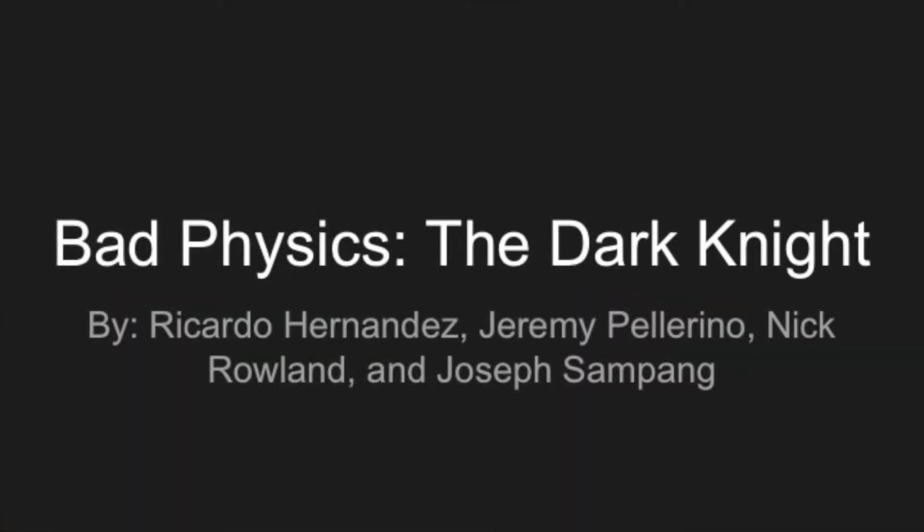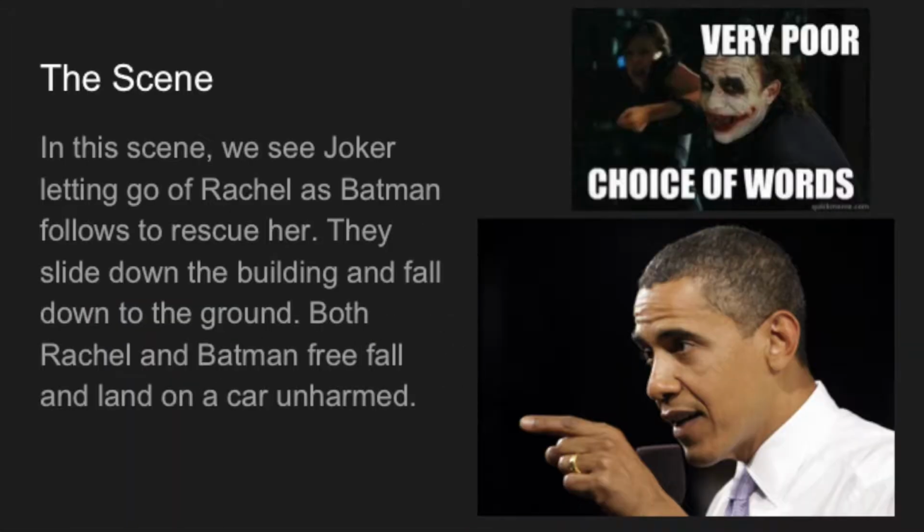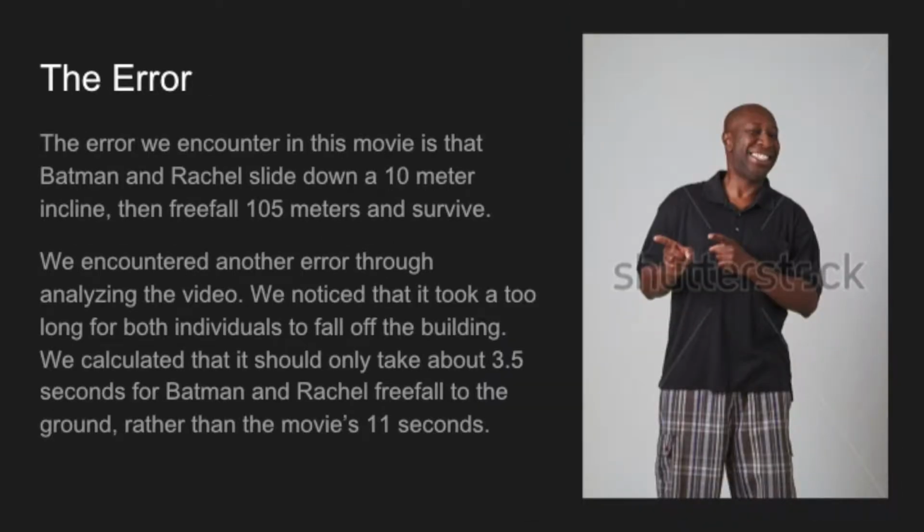I don't think it would actually happen like that, but let's see how things will play out. Okay, so the first error we've encountered from watching the movie clip is Batman and Rachel slide down the 10-meter incline. When the incline ends, they start a 105-meter freefall and crash land on a parked car with no signs of injuries. The second error we've encountered is that it took too long for them to fall off the building. With a few calculations, we've concluded that the fall should have taken 3.5 seconds rather than the 11-second freefall.